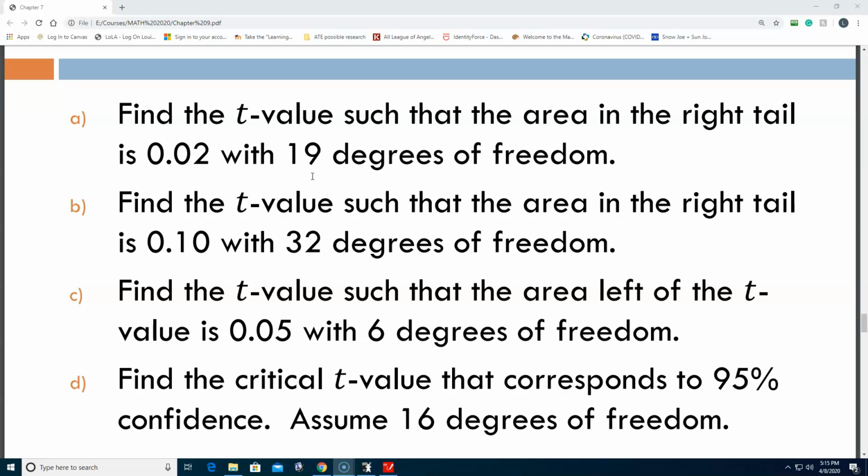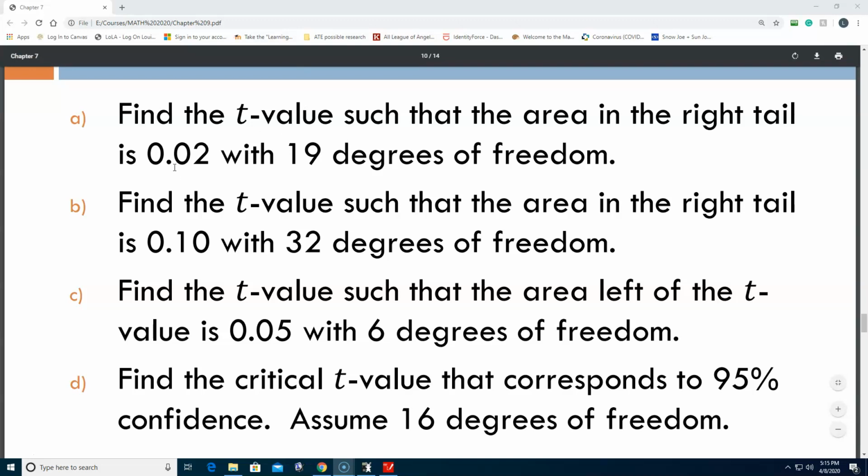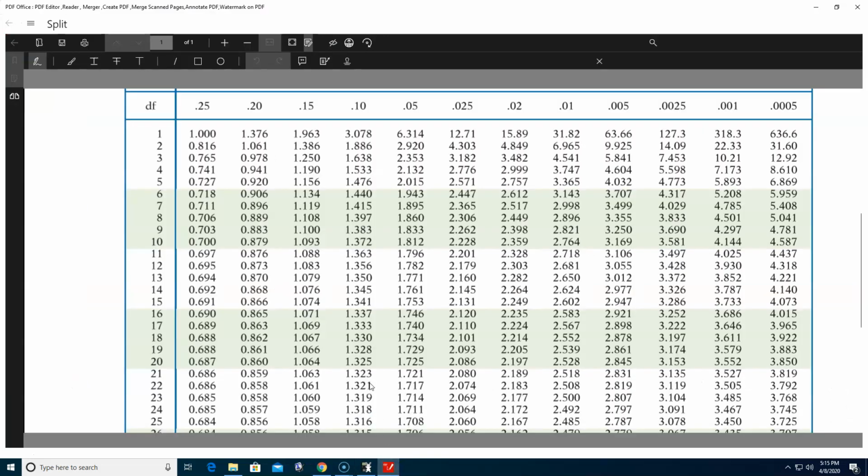calculator to do it. For the chart, we need to take note of this number right here, this 0.02, that's my tail value, and then my degrees of freedom, which is 19. If we go to the chart, here is your degrees of freedom. So we need 19 degrees of freedom. Our tail had a value of 0.02, so we follow it down and match up with the 19 degrees of freedom. There's your value, 2.205. That's the answer.